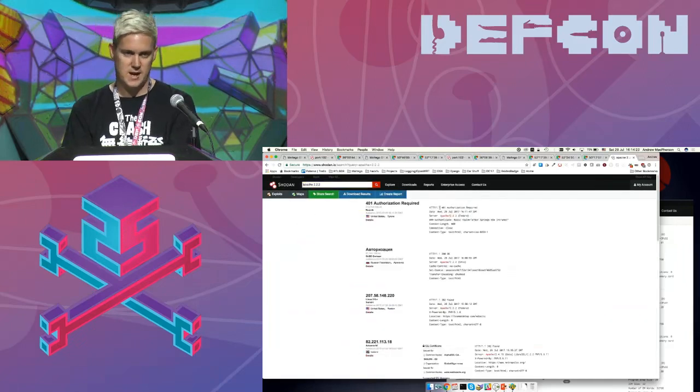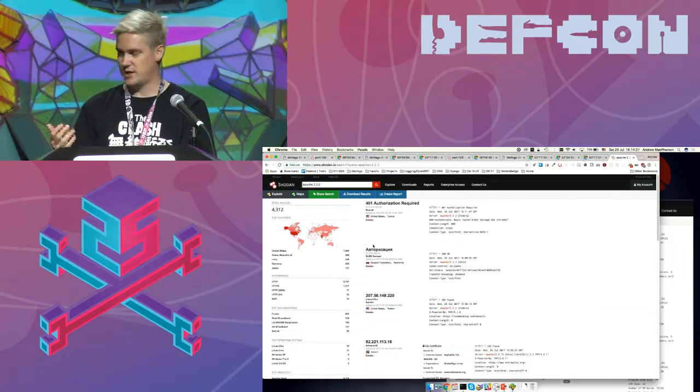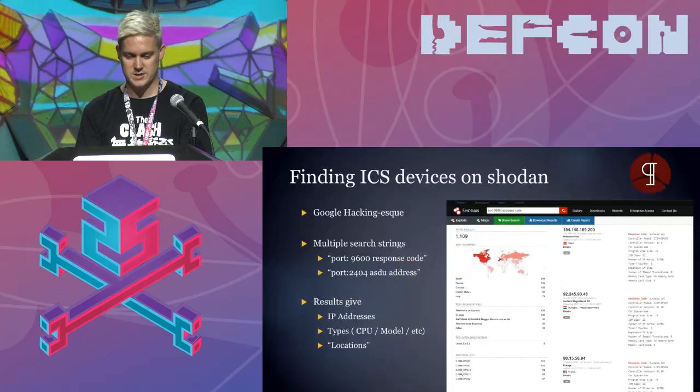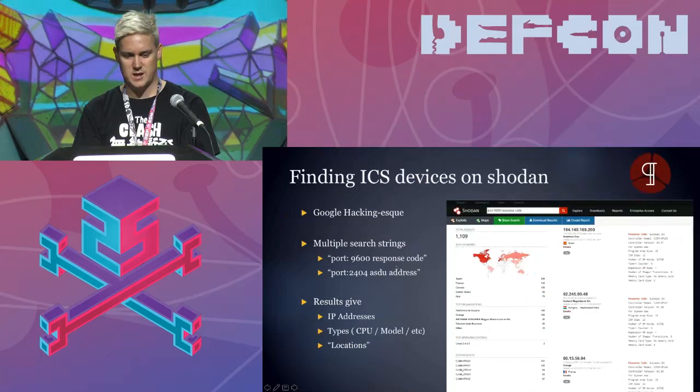So here it says, hey, this is a particular machine running that. I can see the different countries. So what I can do is say, okay, well, instead of looking for this sort of stuff, I'm looking for ICS devices. And if I look at this, I can see there's a bunch of different protocols, and each of these kind of has their own spec.